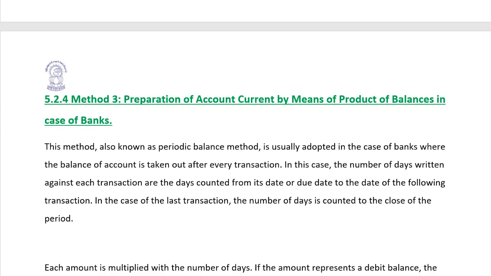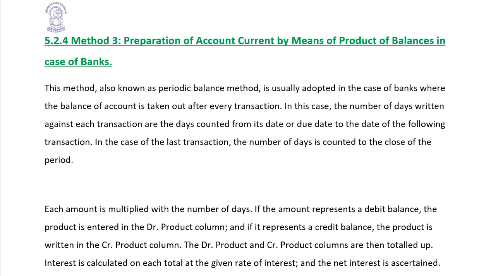Let us begin with the third method. Method 3. Preparation of account current by means of product of balances in case of banks. This method, also known as periodic balance method, is usually adopted in case of banks, where the balance of the amount is taken out after every transaction. In this case, the number of days written against each transaction are the days counted from its date or due date to the date of the following transaction. In the case of the last transaction, the number of days is counted to the close of the period.